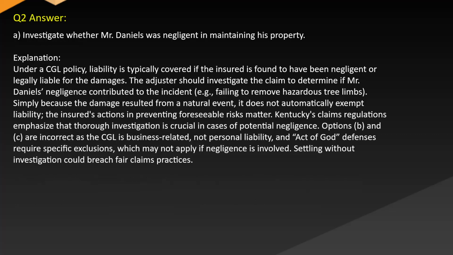Answer: A. Investigate whether Mr. Daniels was negligent in maintaining his property. Explanation: under a CGL policy, liability is typically covered if the insured is found to have been negligent or legally liable for the damages. The adjuster should investigate the claim to determine if Mr. Daniels' negligence contributed to the incident, e.g., failing to remove hazardous tree limbs, simply because the damage resulted from a natural event. It does not automatically exempt liability. The insured's actions in preventing foreseeable risks matter.